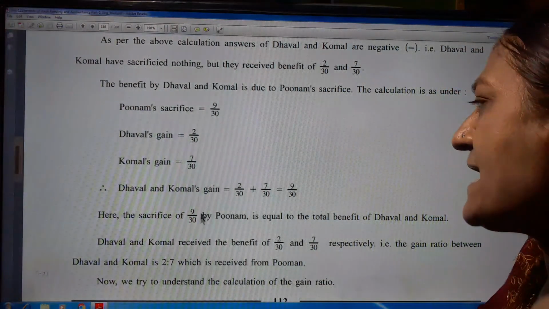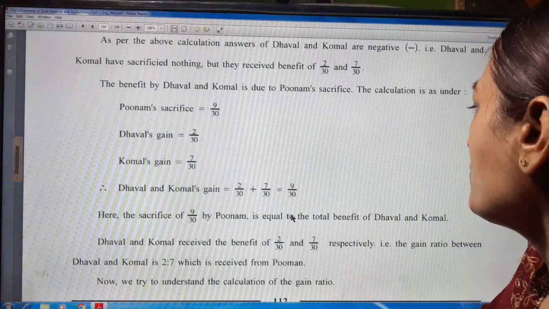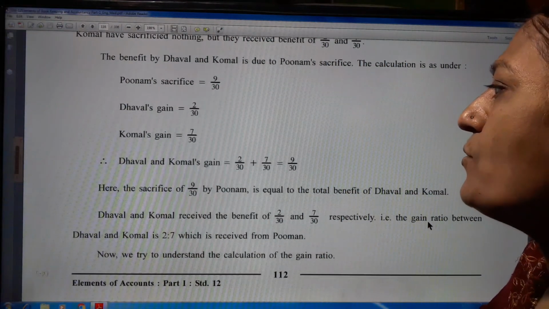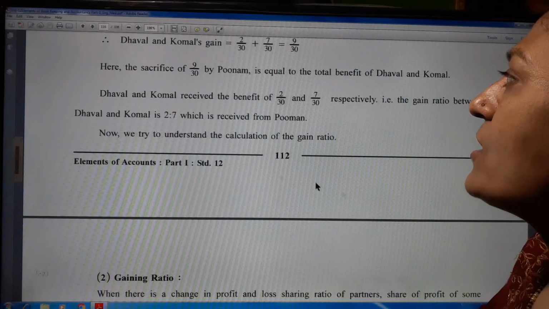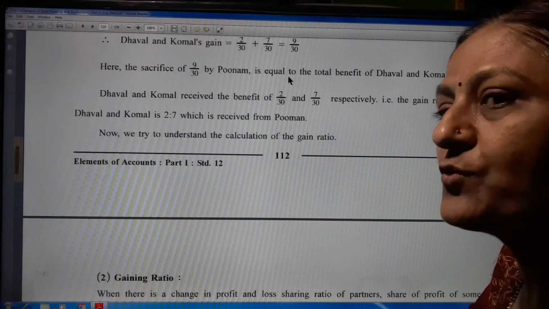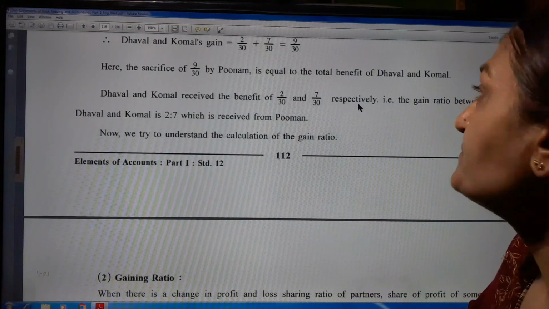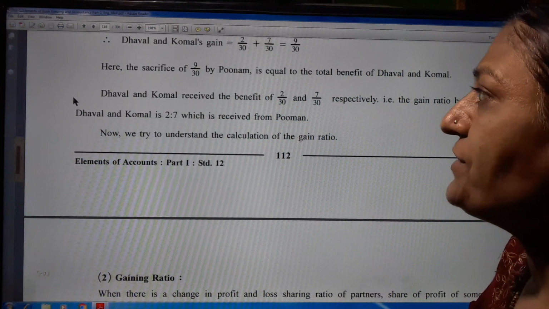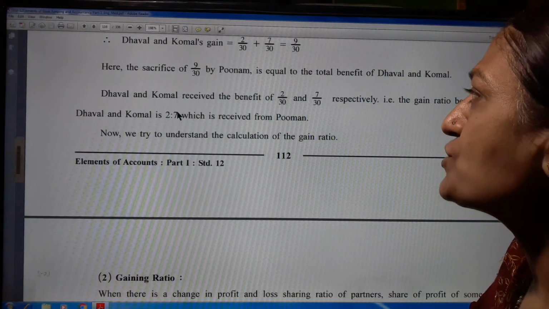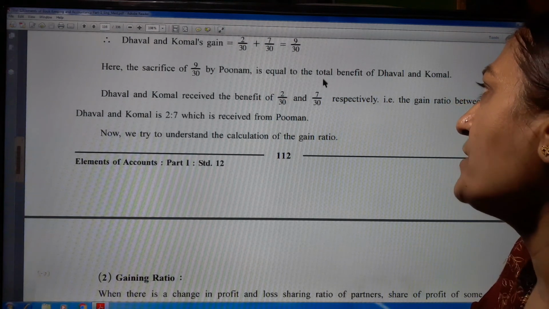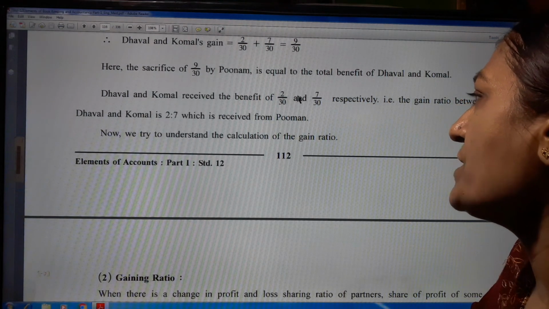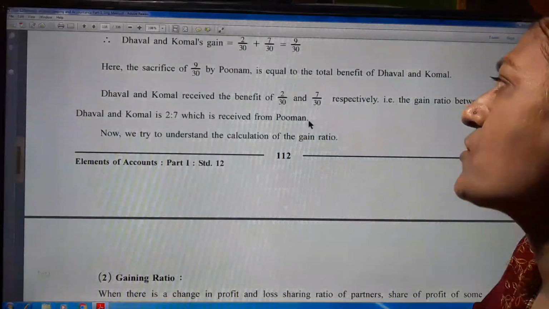Here the sacrifice of 9 upon 30 by Poonam is equal to the total benefit of Dhaval and Komal. So Dhaval and Komal received the benefit of 2 upon 30 and 7 upon 30 respectively. The gain ratio between Dhaval and Komal is 2:7, because 2 upon 30 and 7 upon 30. So 2:7 is received from Poonam.